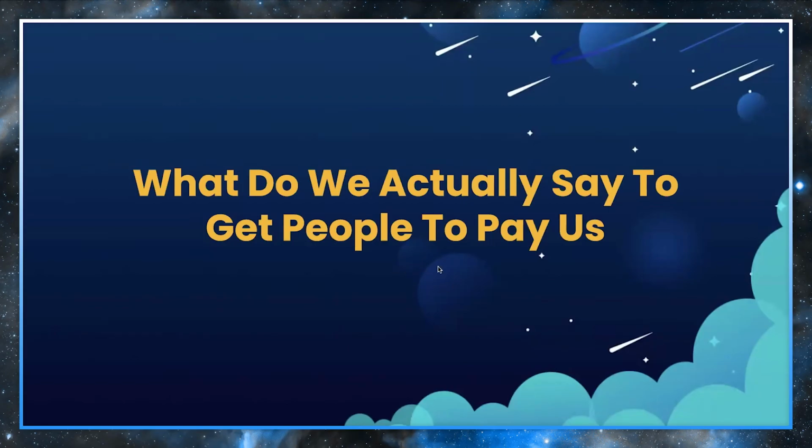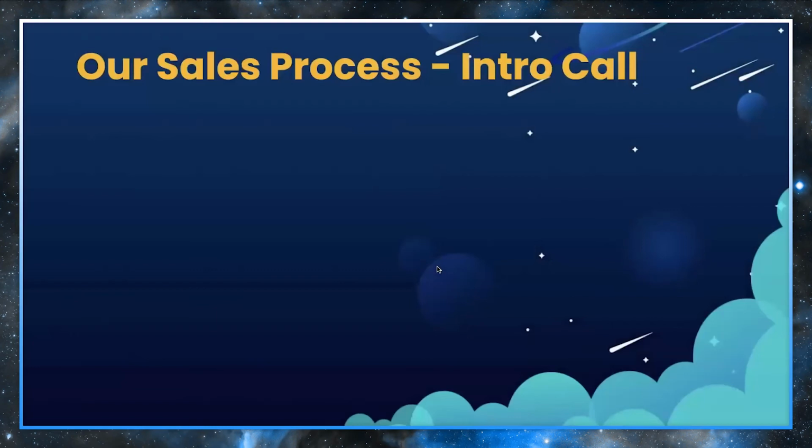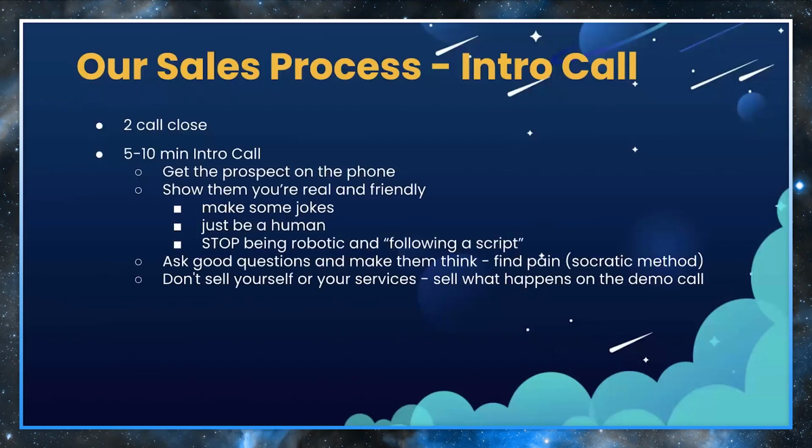Okay. What do we actually say to get people to pay us? Our sales process. So again, that intro call. Our process is a 2-call close. We do the intro call, just introductory. And then we do the actual demo call where we sell them and we collect payment on that call. That's it. If you're cold calling, that first call is the intro call. As you notice on my cold calls, I am going in and booking the Zoom consultation call, the official Zoom call. That is the intro call.